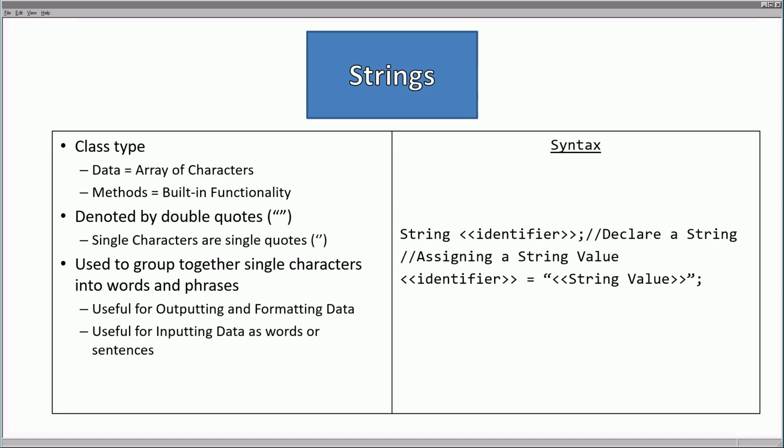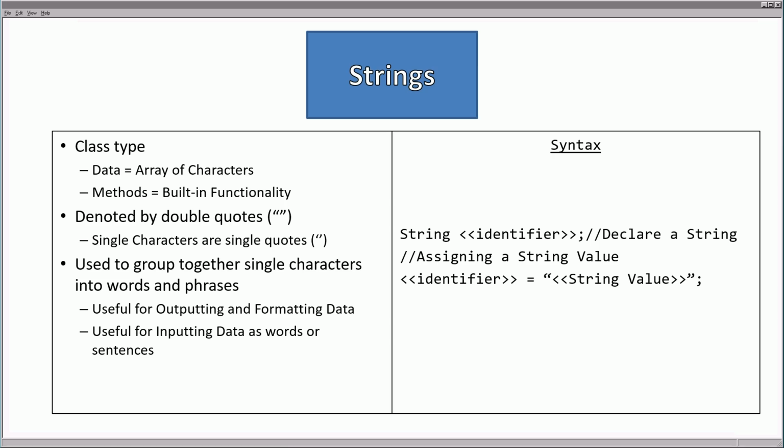Now, looking more specifically at a class type, let's take a look at strings. Once again, this is a class type. The data in a string can be considered as an array of characters. The methods, again, are the built-in functionality that do operations upon the string. Strings are denoted by using double quotes. Single characters, on the other hand, use single quotes. We use strings to group together single characters into words and phrases. This is very useful for outputting and formatting data, and also useful for inputting data such as words or sentences.